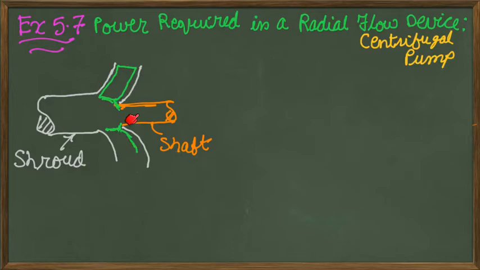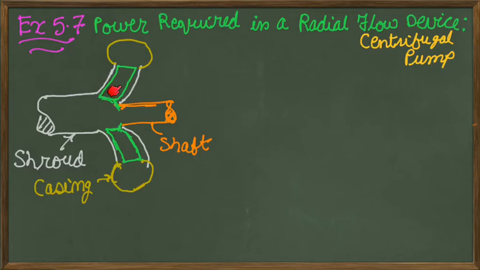The shaft is connected with certain vanes or blades, which are shown here. So this vane is also a rotating element. Other than this, you have a casing, and this casing is also a stationary element. So there are two stationary elements, shroud and casing, and two rotating elements, shaft and these blades, which are called impellers. Note that I am showing you here the front cross-sectional view.